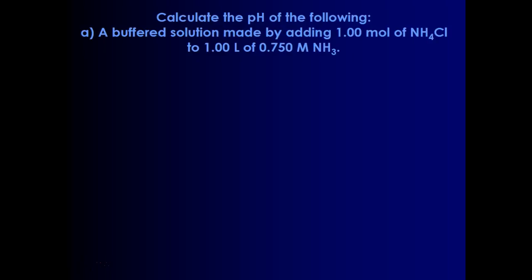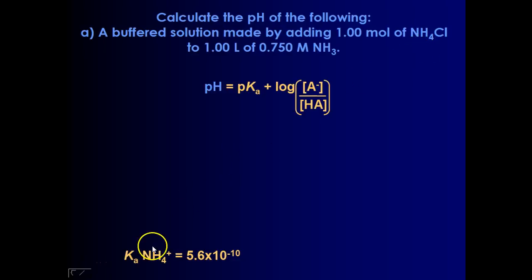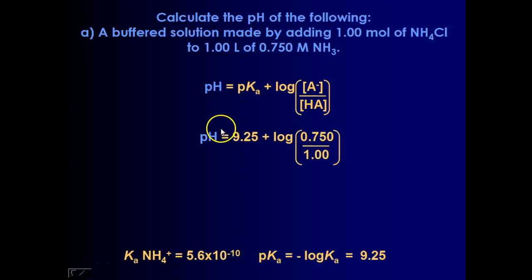We do need to find the Ka of ammonia or ammonium because ammonia is our base. We want the Ka of ammonium. All right, and the Ka of ammonium on your chart is 5.6 times 10 to the negative 10th. To get the pKa, I would take the negative log of that value, which would give me 9.25. So my pH is equal to 9.25 plus the log of my base, which is the ammonia, over my acid, the ammonium ions. 1 mole over 1 liter would give me a ratio of 1.